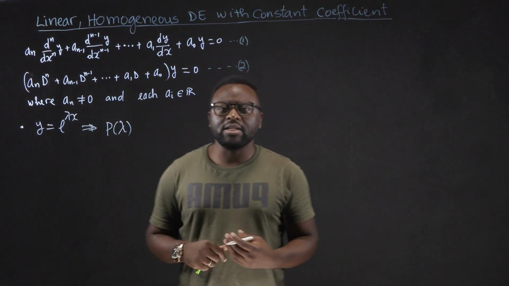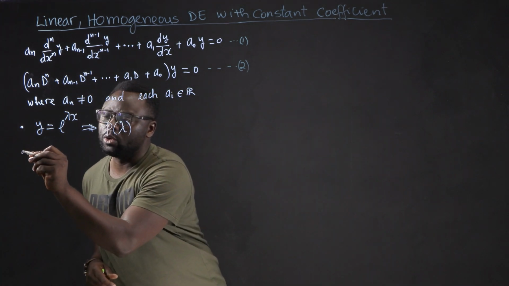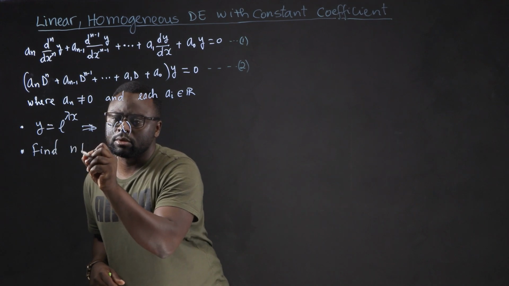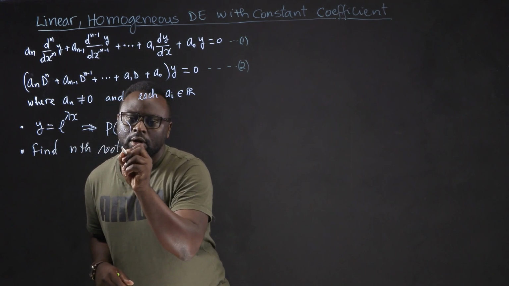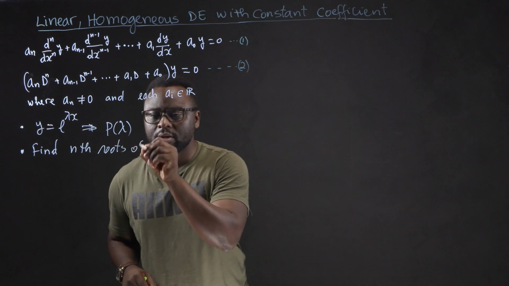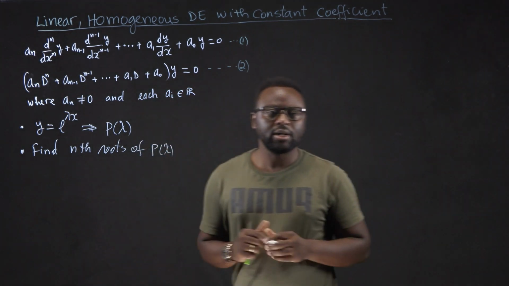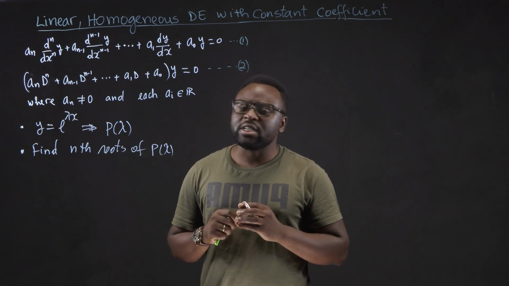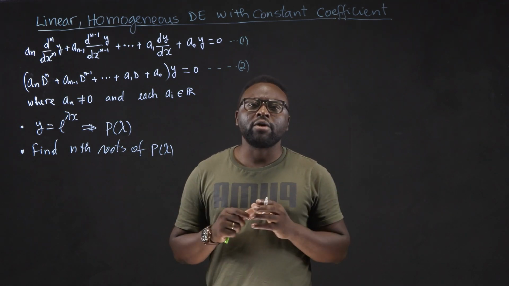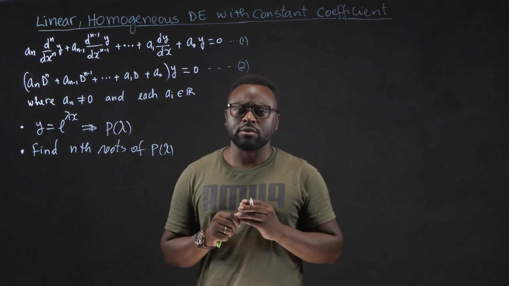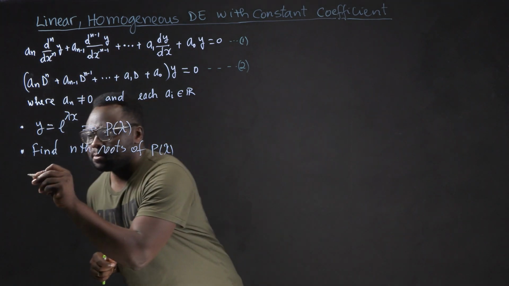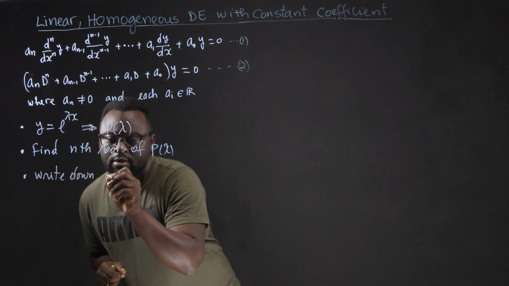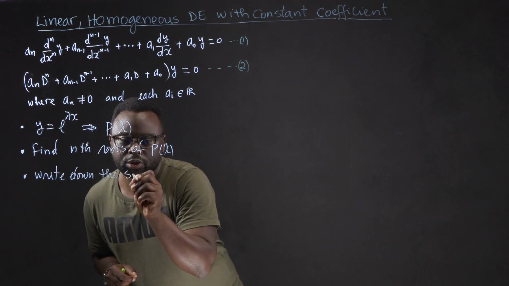The second step now is to solve this polynomial and obtain the roots. So we find the n roots of this polynomial p of lambda. And finally, we write down the solution to the differential equation as a linear combination of n linearly independent functions. Okay? So write down the solution.